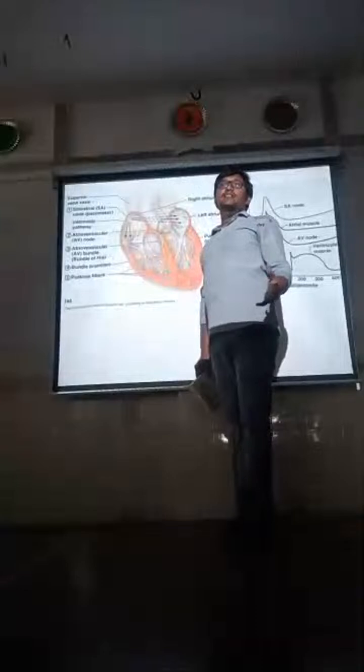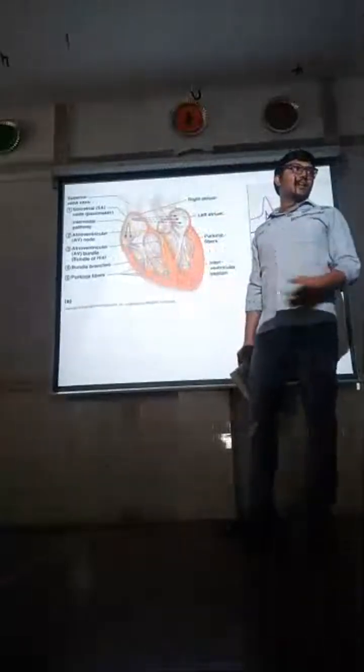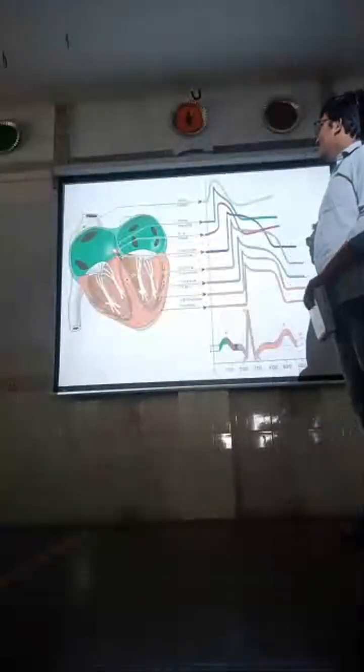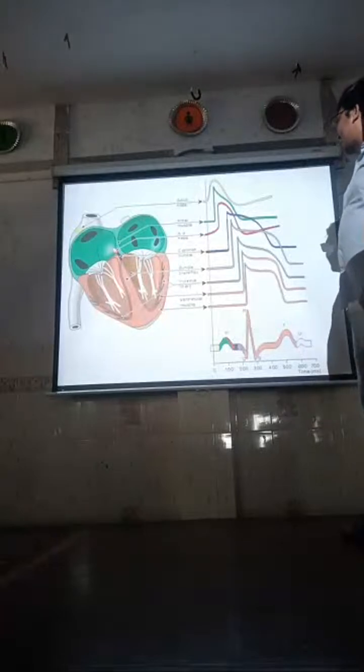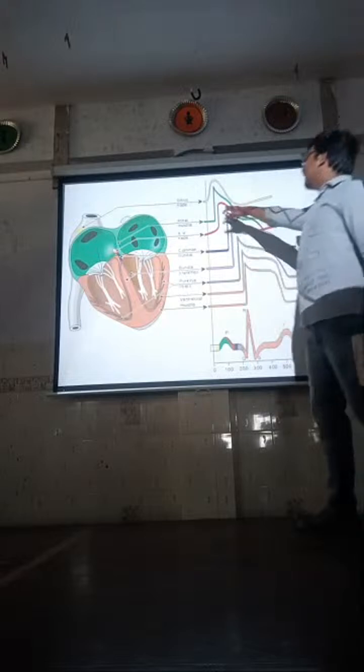What is this cardiac cycle? How to read an ECG? We'll look in the coming slides. Okay, next slide, please. Now see. So when the sinoatrial node is activated, when the SA node is activated, you can see the yellow graph.